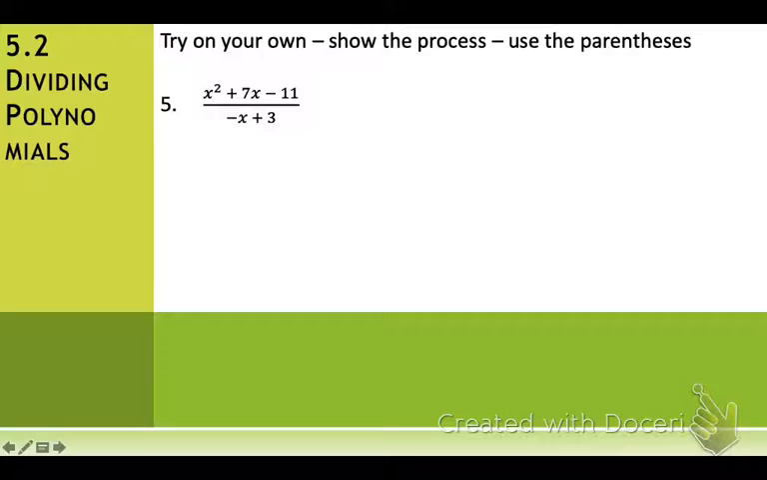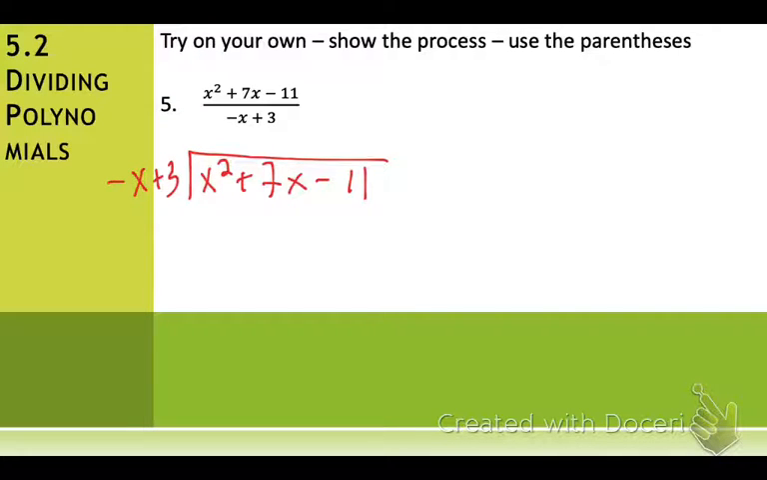Alright, moving on to number 5. Okay, first thing I'm going to do is I'm just going to rewrite it. So don't need any placeholders, so x squared plus 7x minus 11 divided by negative x plus 3.